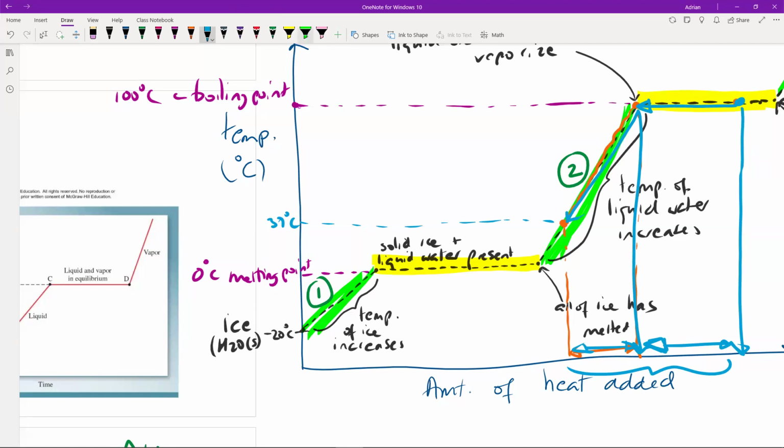Which is a reason why if you get burned with water at 100 degrees Celsius, it's not as bad as if you get burned with steam at 100 degrees Celsius, because you have a lot of heat energy being released when the vapor actually condenses to a liquid. That releases a bunch more energy than the actual liquid cooling down.